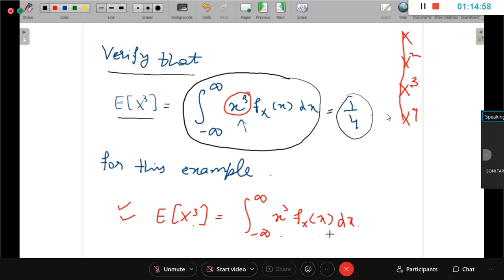This is not limited to this case; it can be generalized. Similarly, you can go with x square, you can verify with x to the power 4, and so on, x to the power n. Right, I think we can close here. If you have any question, you can ask.